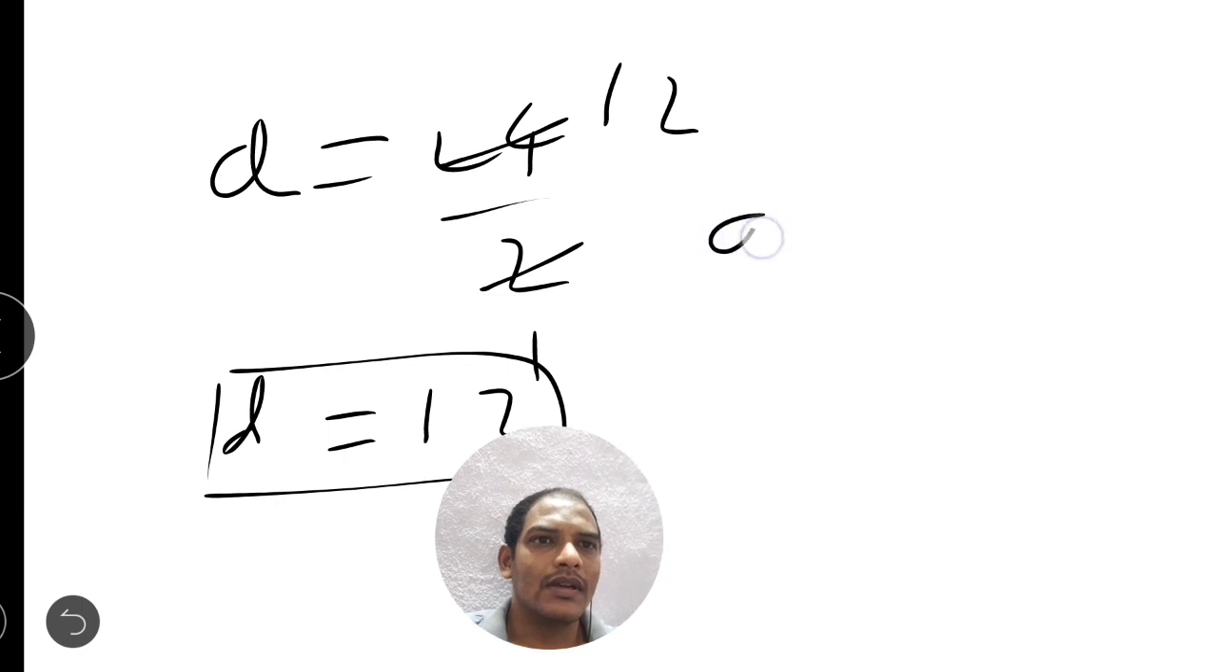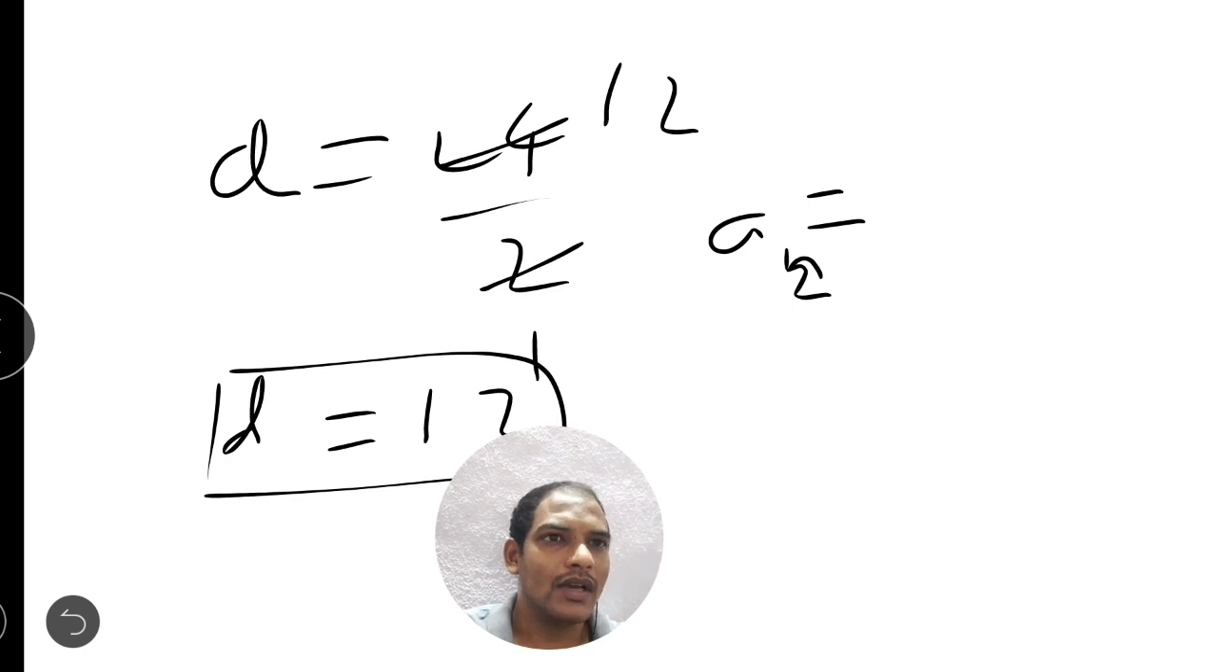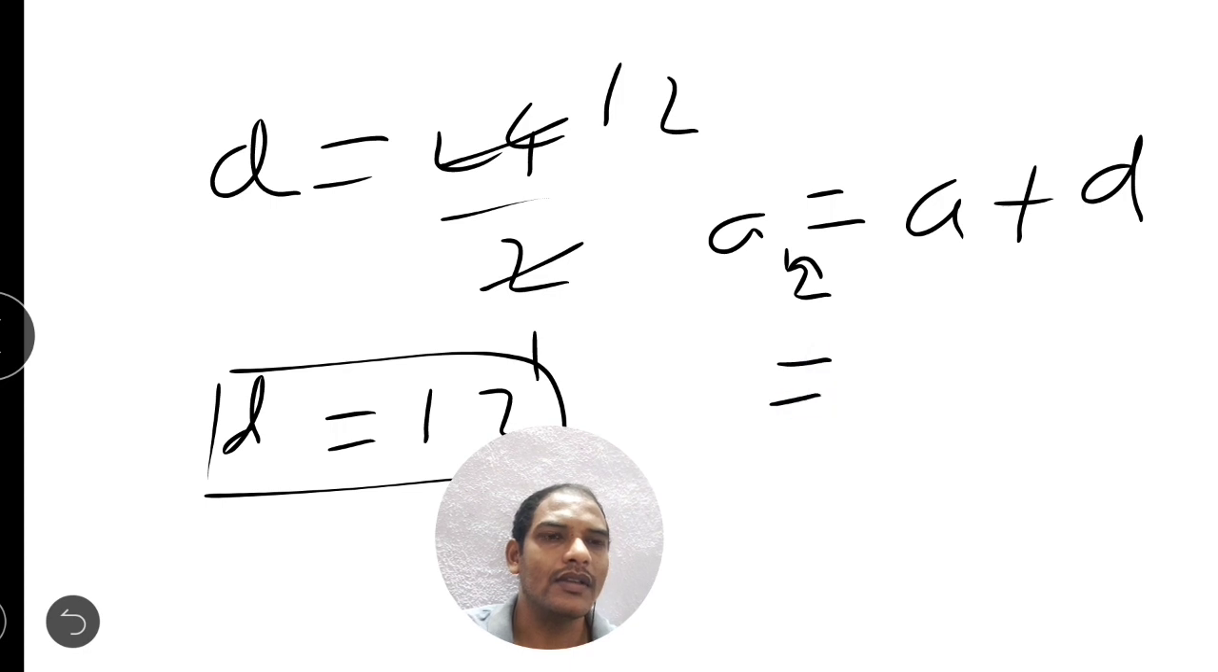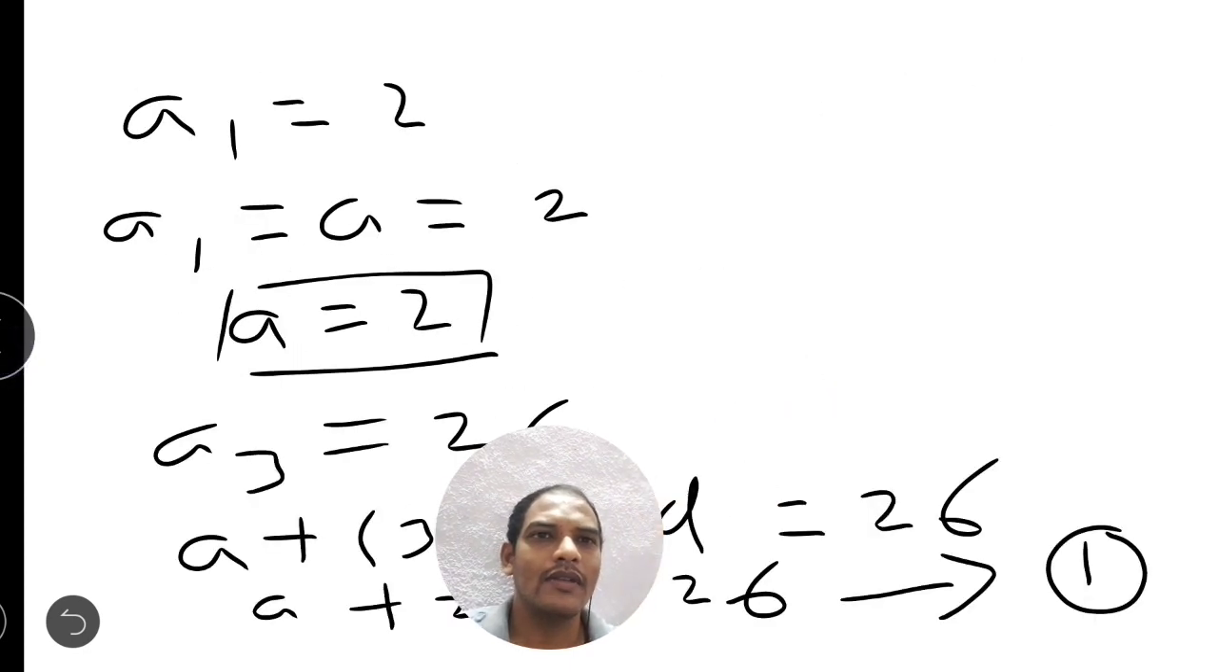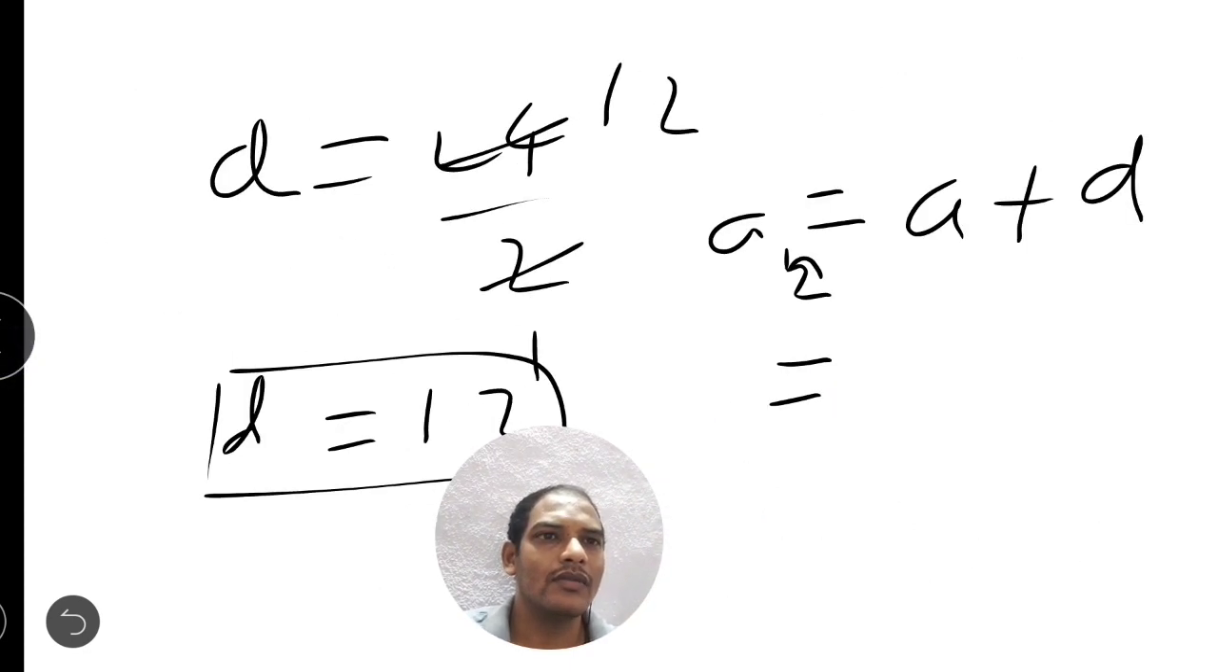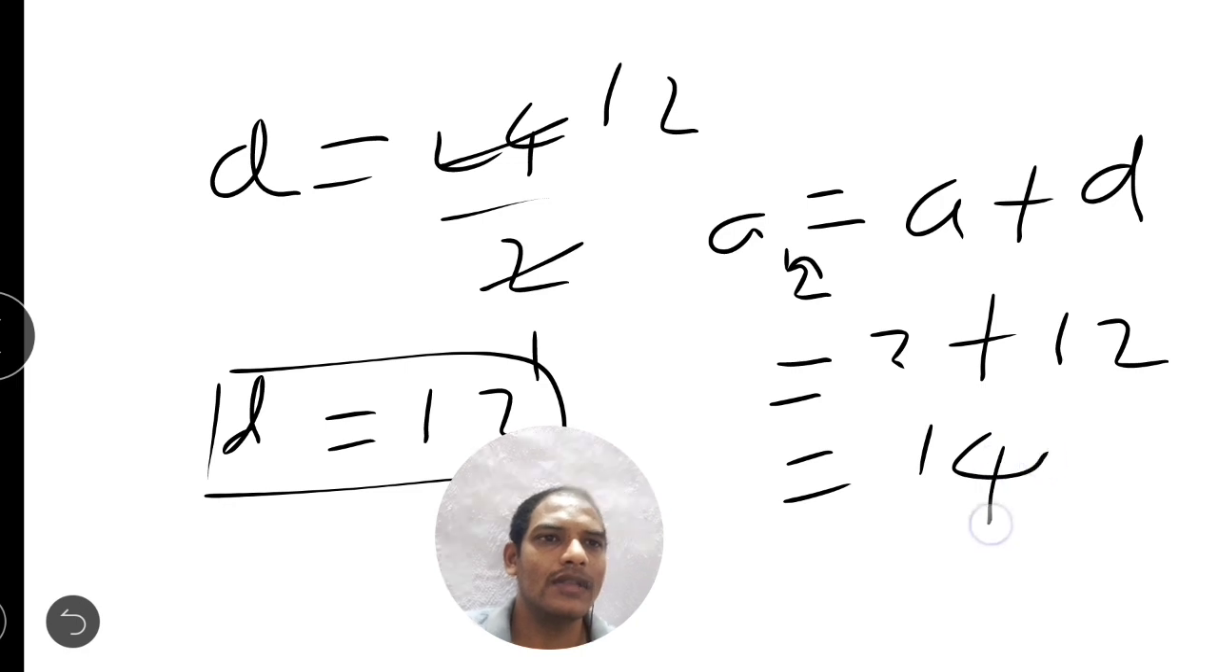So what is the formula for A2? As per the general form of an arithmetic progression, A2 means a plus d. So what is the a value? 2 is the a value, plus what is the d value? 12. So 2 plus 12 is 14. So the A2 value is 14.